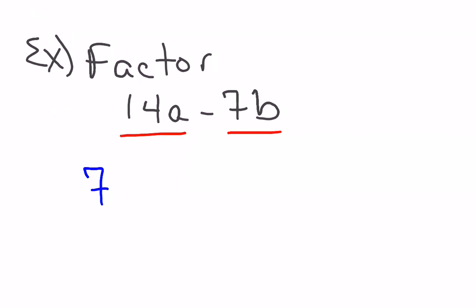However, if I pull a 7 out of each one, 14 divided by 7 leaves me with 2, and the a stays there. And then 7b divided by 7 leaves me with just 1b. So when I say factor 14a minus 7b, my final answer is 7 times the quantity 2a minus b. And if you notice in this one, this was a distributive property that we just went the other direction with.